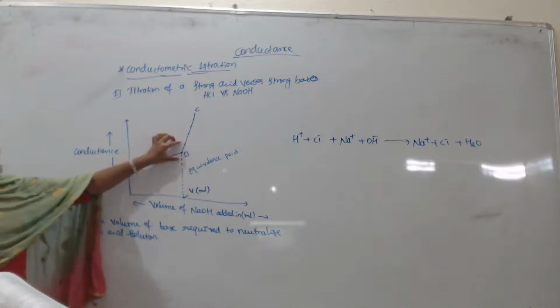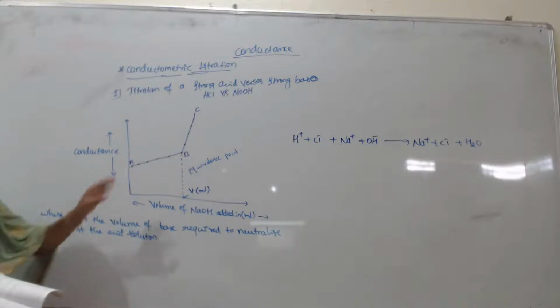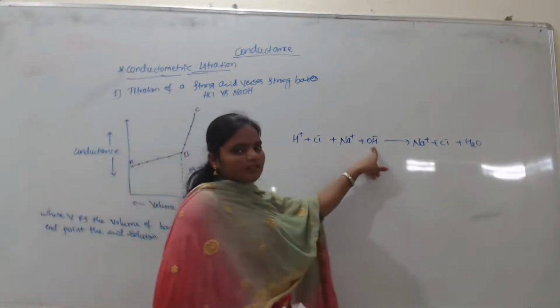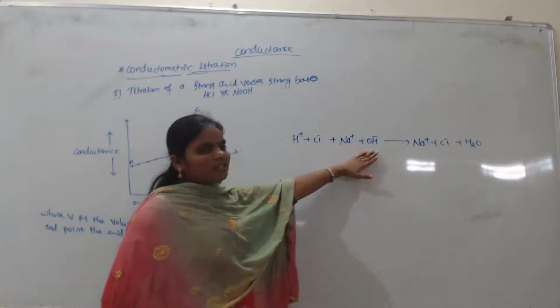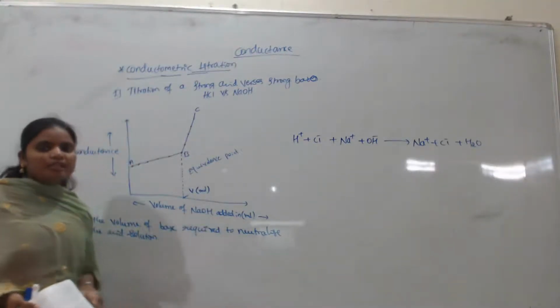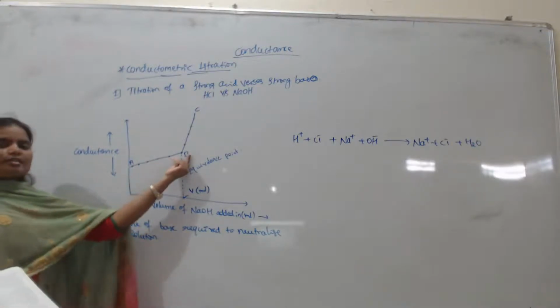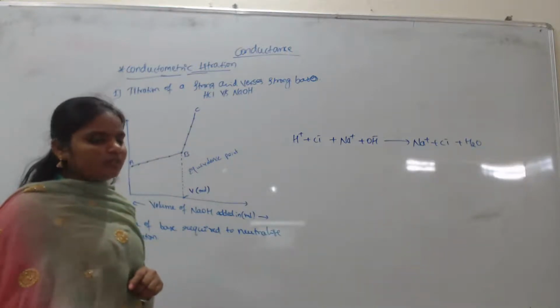After the end point is reached, you continue adding sodium hydroxide solution, and due to the presence of fast moving hydroxyl ions, the conductance of the solution starts increasing again. If the conductance values are plotted against the volume of alkali, that is sodium hydroxide in ml, the curve is A, B, C, and the point of intersection corresponds to the end point.